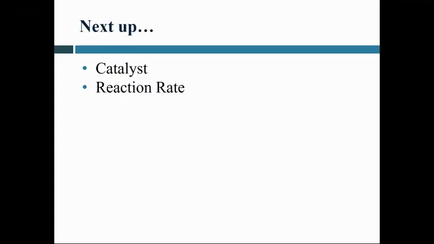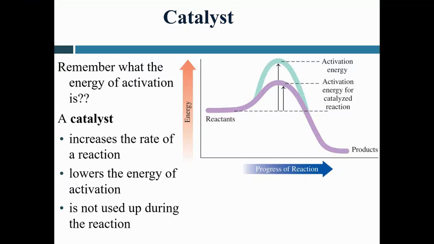Next up, we're going to talk about catalysts and reaction rates and how they can influence the different types of equations with endothermic and exothermic reactions. You can use a catalyst, okay? A catalyst is going to increase that rate of reaction. It will lower that activation energy, and it's not used up during the reaction.